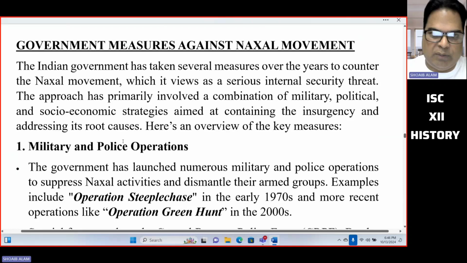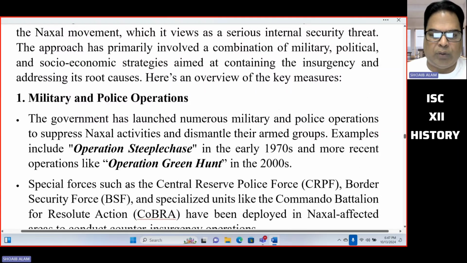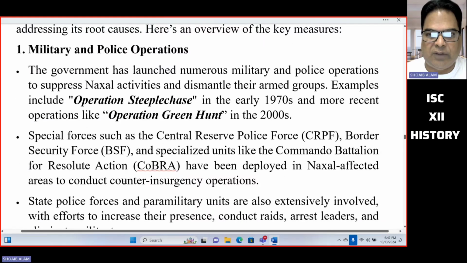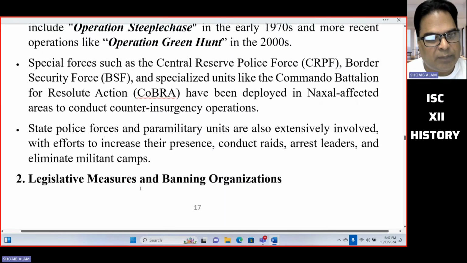Government measures against the Naxal movement. First of all, military and police operations were started. The government launched numerous military and police operations. Examples include Operation Steeplechase in the early 1970s, and later, in 2009, Operation Green Hunt. Special forces such as the Central Reserve Police Force, Border Security Force, and specialized units like the Commando Battalion for Resolute Action, COBRA, were also deployed. State police forces along with paramilitary units also got extensively involved in this movement in order to flush out Naxalism.